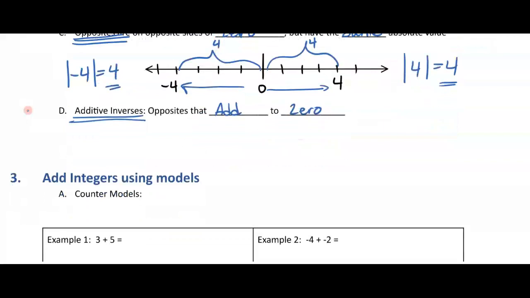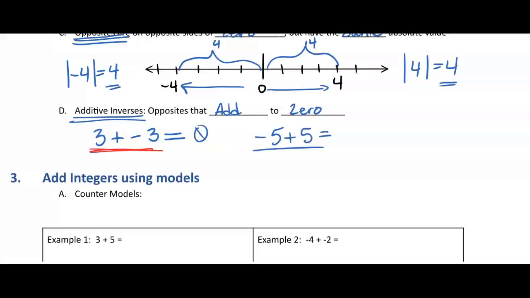For example, 3 plus negative 3. This pair of numbers are additive inverses because they equal 0. There we go. Negative 5 plus positive 5 are additive inverses too. So what would be the additive inverse of 6?